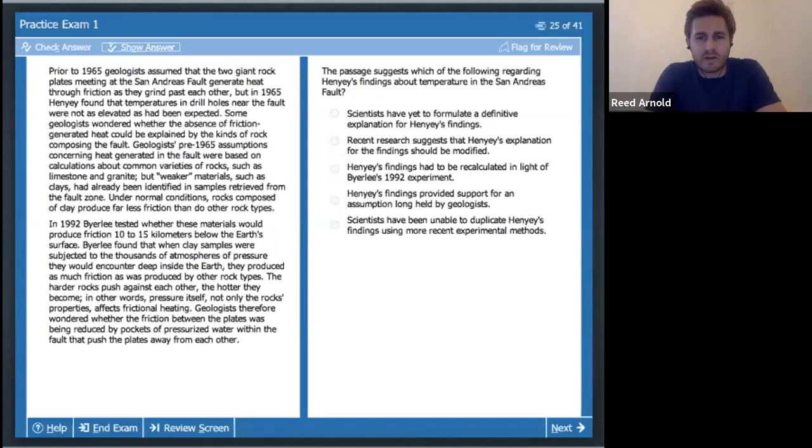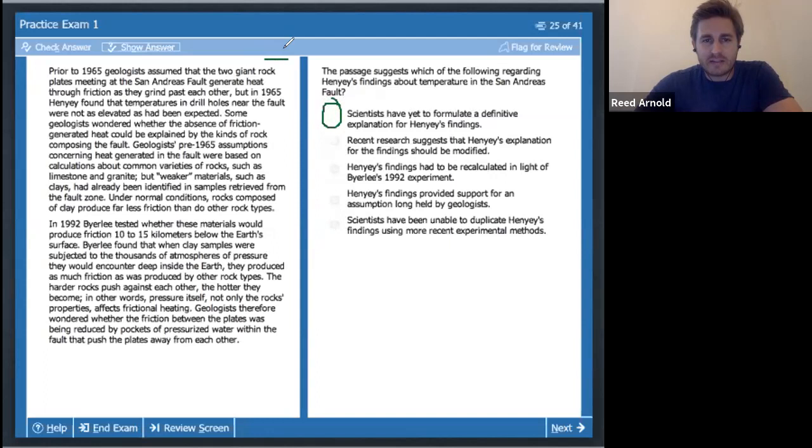Okay, let's come up with a final guess here. This is a hard question, by the way. Four answers, four different letter choices. Always fun. Five answers, five different letter choices. Okay, so the correct answer to this question is A. Scientists have yet to formulate a definitive explanation for Henley's findings.